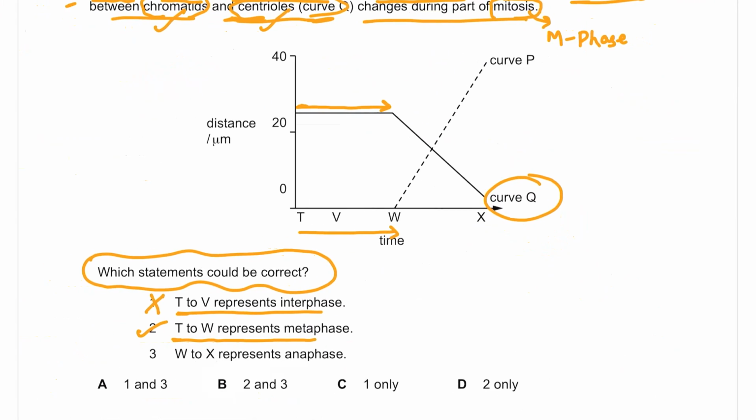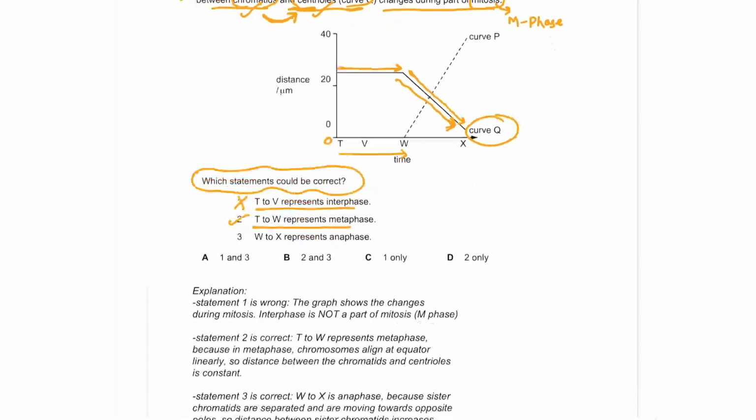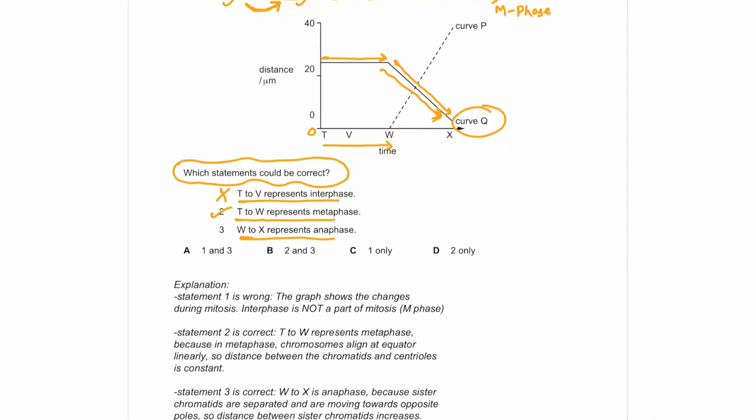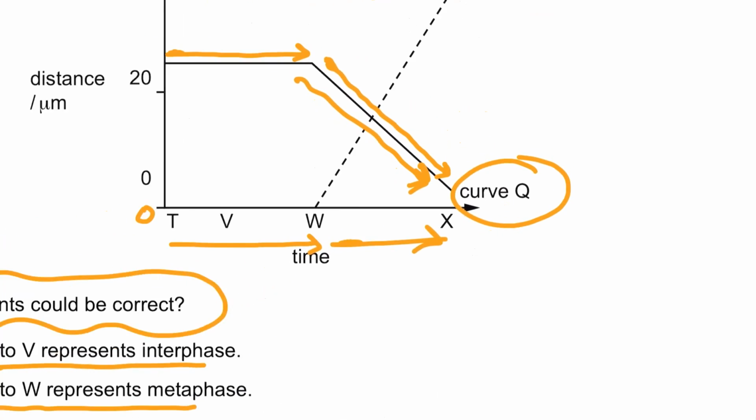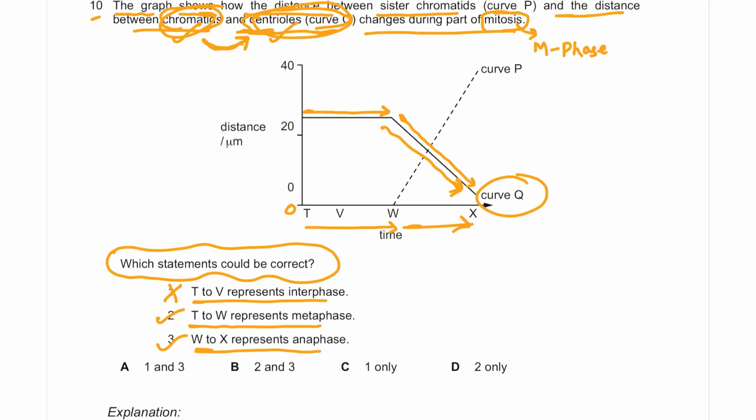And after metaphase, what happens? During anaphase, the chromatids are pulled towards the opposite poles or centrioles. So the distance decreases and becomes 0. W to X represents anaphase. Yes guys, this is true. From W to X, we see a decrease in the distance between the chromatids and the centrioles, because the chromatids are moving towards the opposite poles or centrioles, so the distance is decreasing.